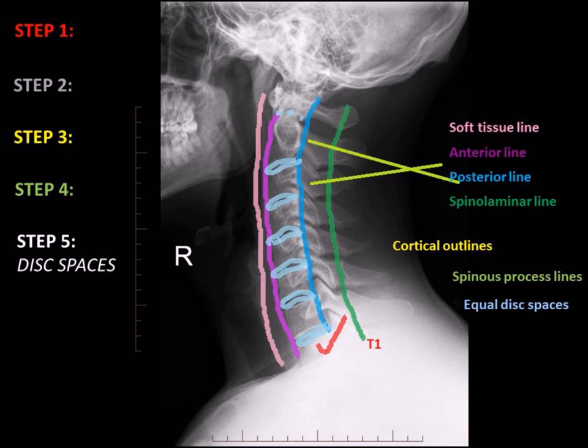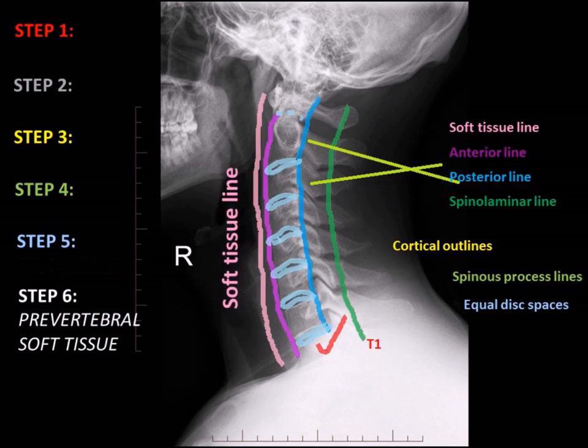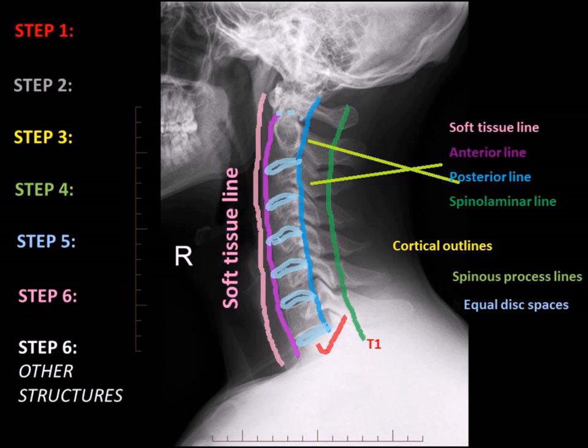Next, we look at the prevertebral soft tissue. First, we check for widening, which could indicate a prevertebral hematoma. Normal prevertebral soft tissue would be narrow above C4, which is less than a third of the vertebral body width, and wide below C4, so less than 100% of the vertebral body width. Finally, we look at the edge of the image at all other visible structures.